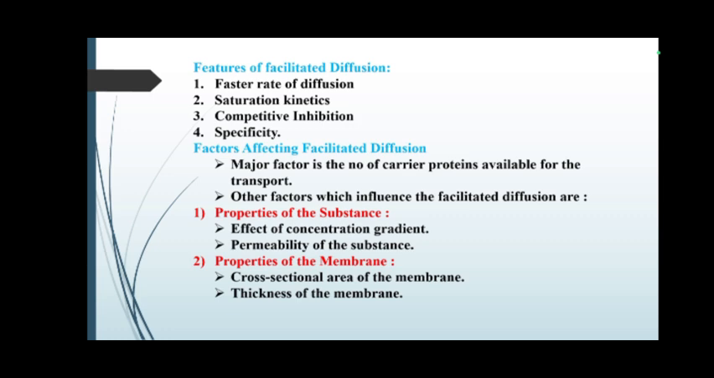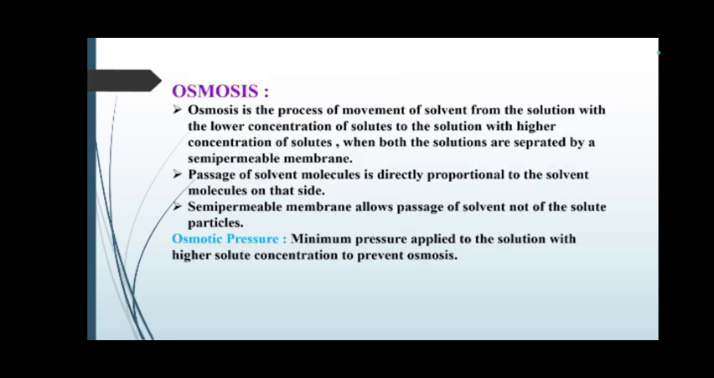Factors affecting the facilitated diffusion. The major factor is the number of carrier proteins available for the transport. Other factors which influence the facilitated diffusion are: first, properties of the substance, and second, properties of the membrane. Properties of the substance are effect of concentration gradient and permeability of the substance. Properties of the membrane are cross-sectional area of the membrane and thickness of the membrane.